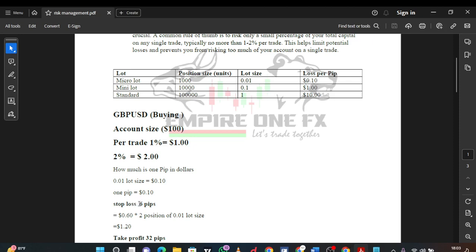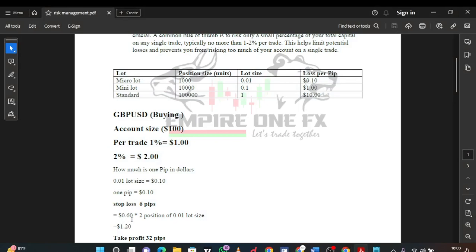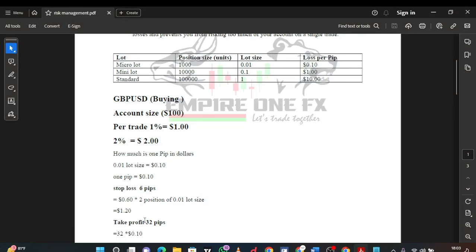So we're going to now calculate, because we already understand that 1 pip is the loss per pip. 1 pip on a micro lot, that is when you're using 0.01, you're going to be losing 10 cents. Now you have 6 pips and you've entered one position of 0.01. That means that you're going to be losing 60 cents. Maybe let me say you put in two positions of 0.01, so that means that you're going to be losing $1.20 altogether. That's on a trade.